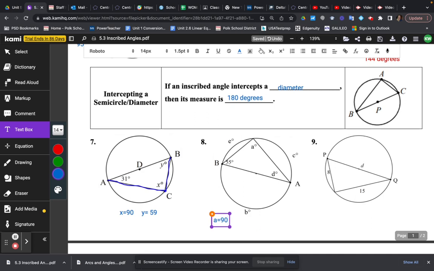I actually did them in this order because it's half of B, which is 180 degrees. B is going to be 180 degrees. And then when you find C, you should have found C is equal to 110 degrees. D is going to be equal to 35 degrees. And E should actually be equal to 70 degrees.